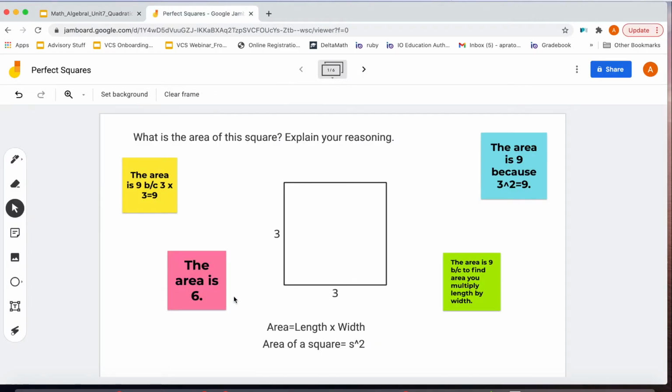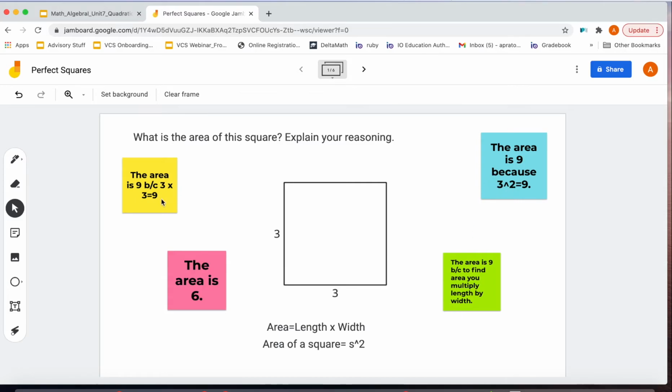Okay, so the first question is really simple. What is the area of this square? Explain your reasoning. And so you'll have students respond things like: The area is 9 because 3 times 3 is 9. The area is 9 because to find the area, you multiply length by width. The area is 9 because 3 squared equals 9.